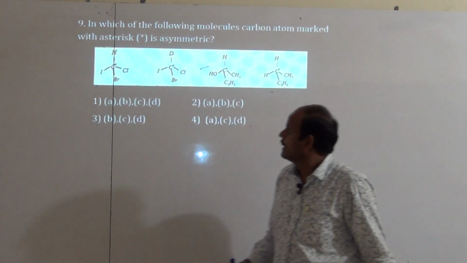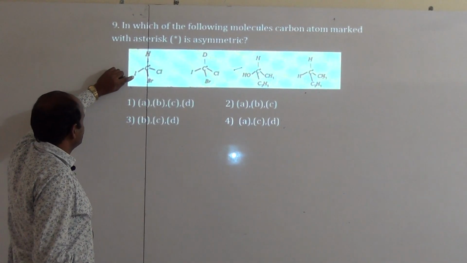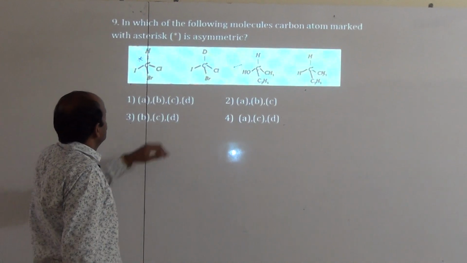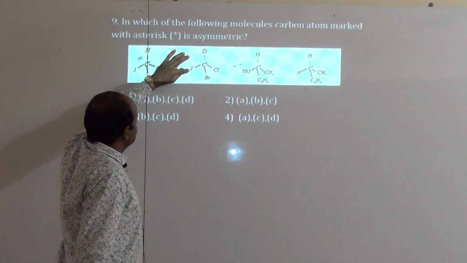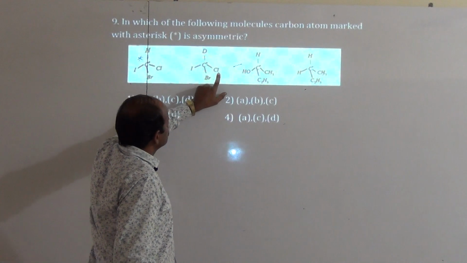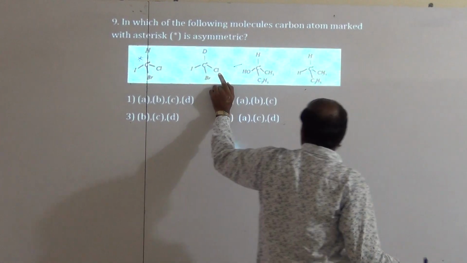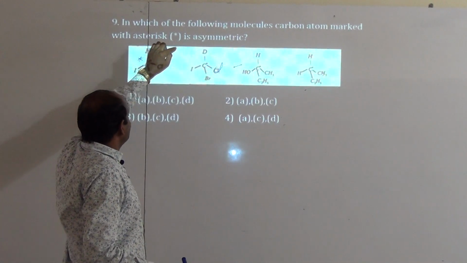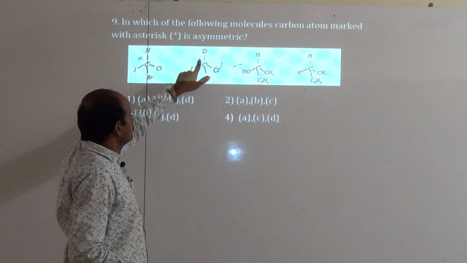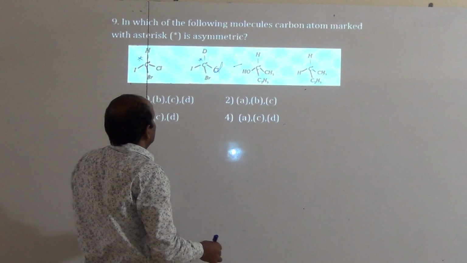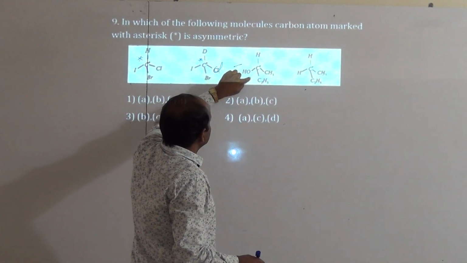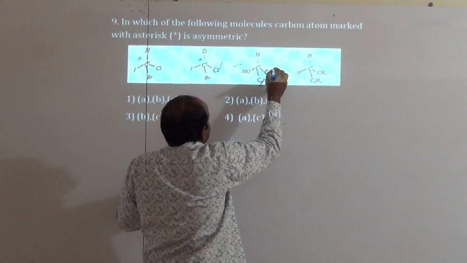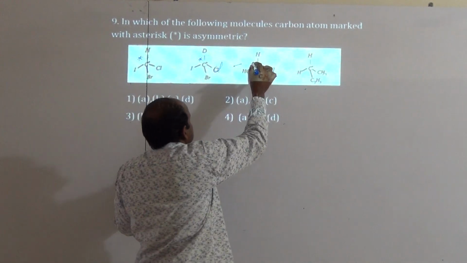In the given compounds, hydrogen, iodine, Br, Cl are all different, hence it is an asymmetric carbon atom. Next, D, deuterium, iodine, bromine, and Cl. Deuterium, an isotope of hydrogen, iodine, bromine, Cl are all different now, hence it is also an asymmetric one. And this one, hydrogen, OH, C2H5, and CH3. All are different now, hence it is also an asymmetric carbon atom.